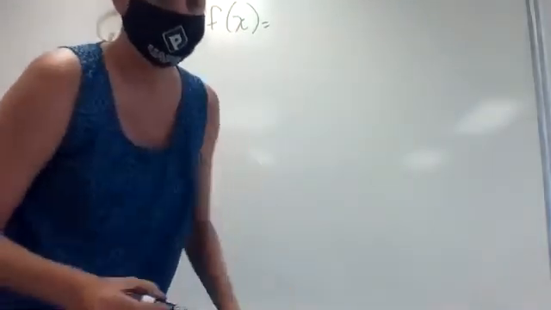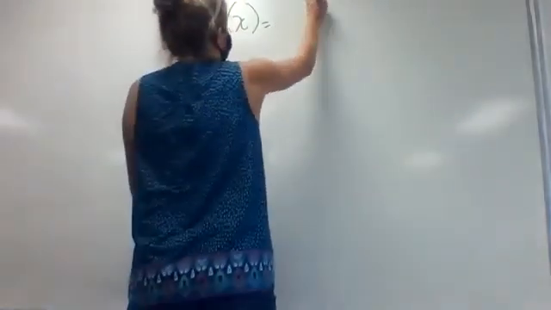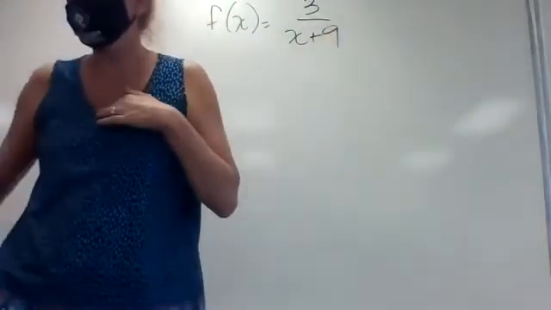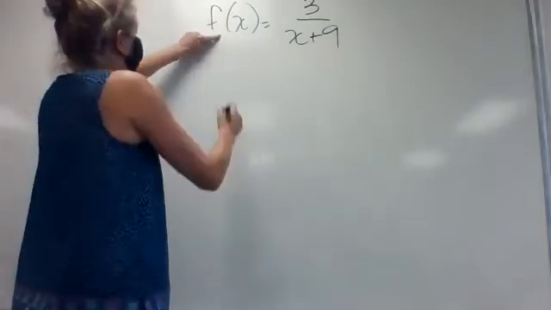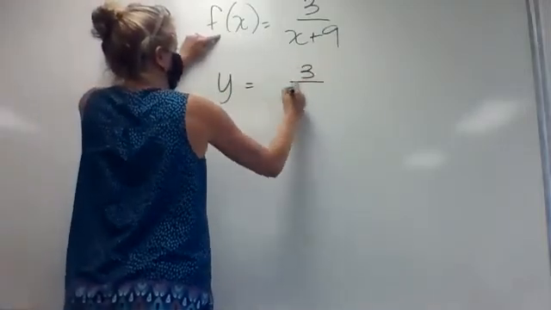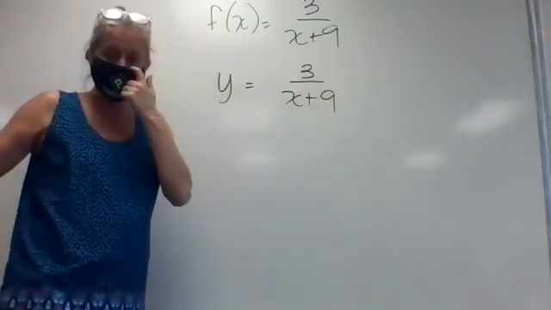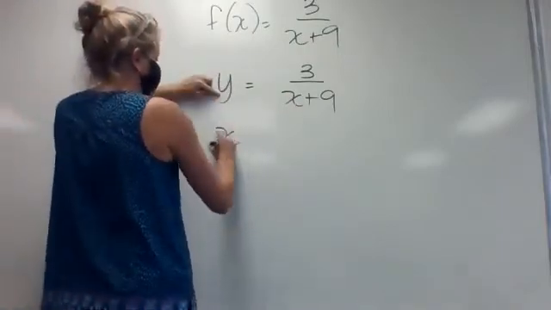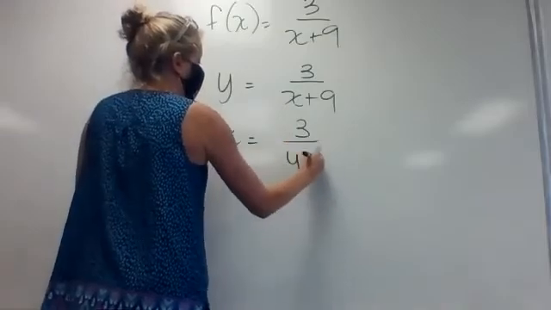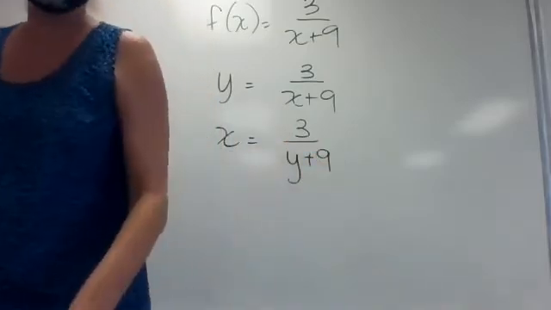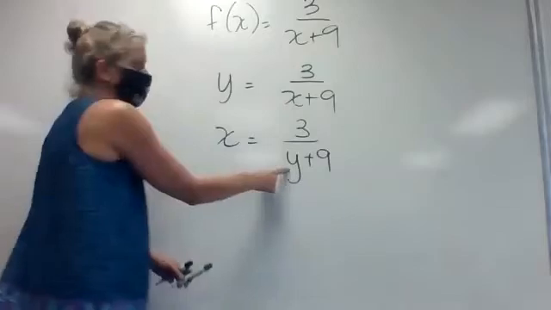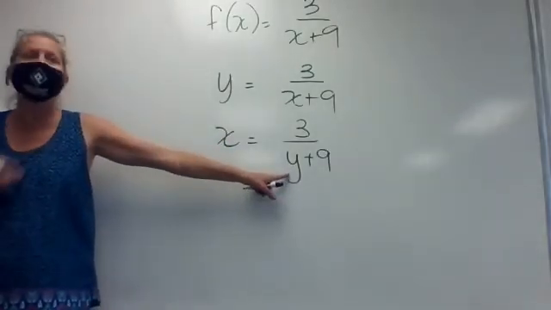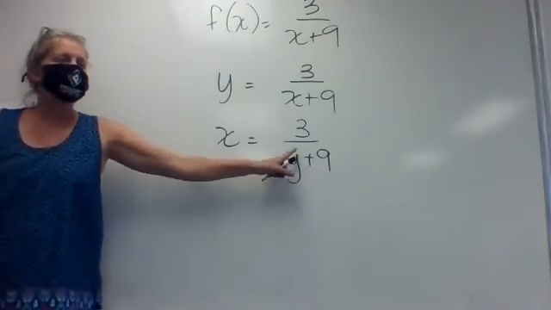Ooh, that's great. All right, I'm going to rewrite first. Y equals 3 over x plus 9. Flip-flop. So x equals 3 over y plus 9. Now here's the complicated part of this one because now I'm trying to get this y by itself. If what you're solving for is in the denominator of a fraction, that's not good. I got to get this y by itself.